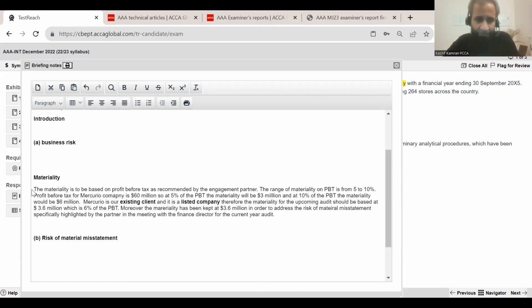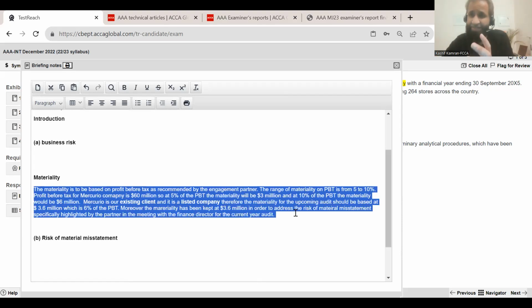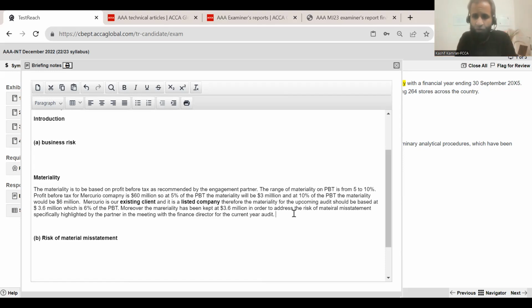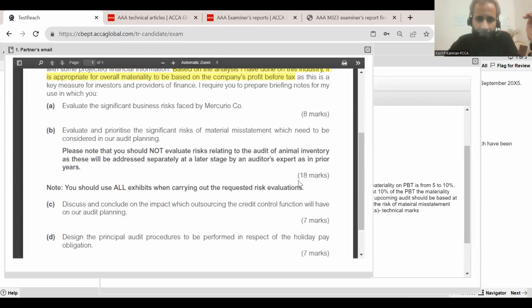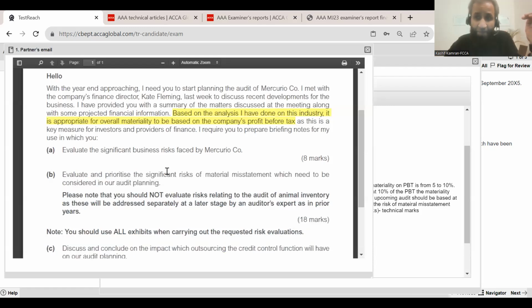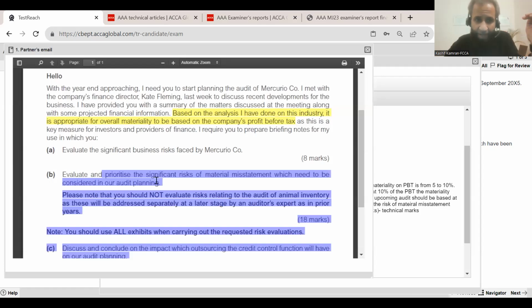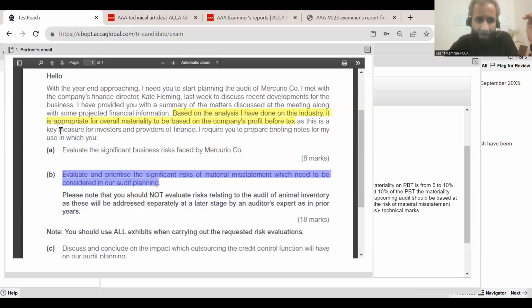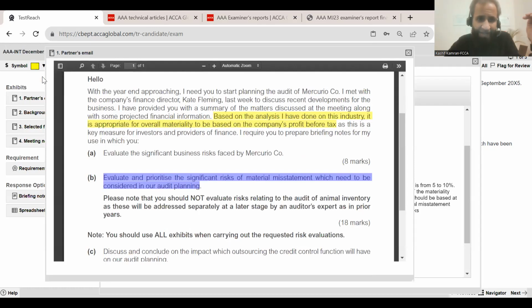Now, this paragraph which you wrote is just an example paragraph. You can modify it according to the perspective you got today. This paragraph is worth 3 marks, and these are 3 technical marks. These are not professional marks. Where are these 3 technical marks being deducted from? Let me show you. You open up the partner email, and the partner said that you need to evaluate and prioritize the significant risk of material misstatement. So that is the B requirement. And in the B requirement, you have 18 marks.